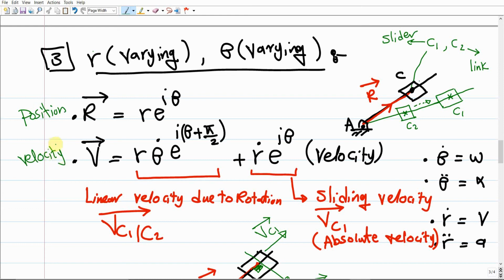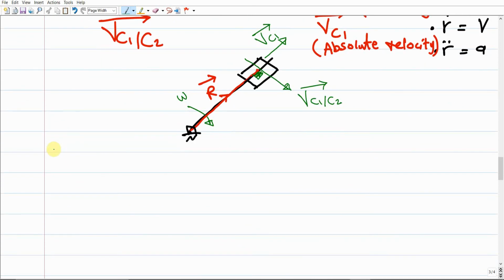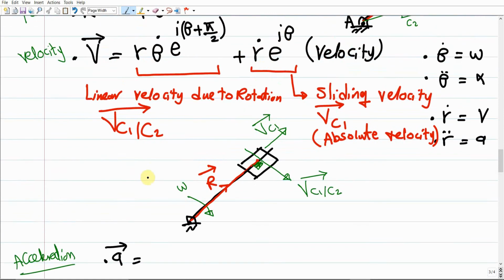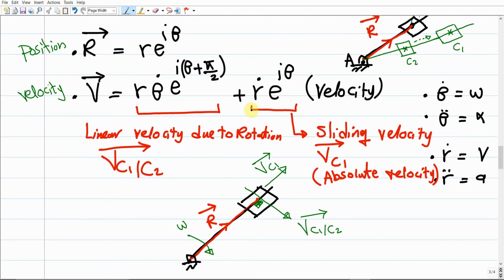How about the acceleration? Now let us move to the acceleration for this case. For the acceleration, we do one more time derivative. So the acceleration A vector is going to be a little bit long. Why? We have two terms, and each of these terms is a multiplication of different functions. The first term is the multiplication of three functions: R is variable, theta dot is variable, and the exponential term includes theta, which is variable.